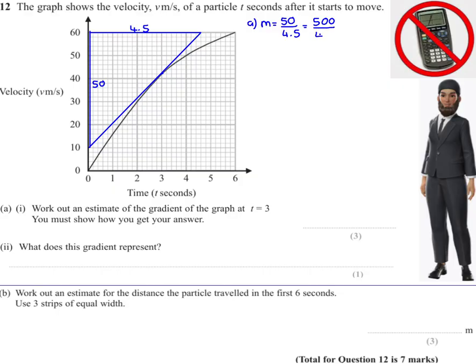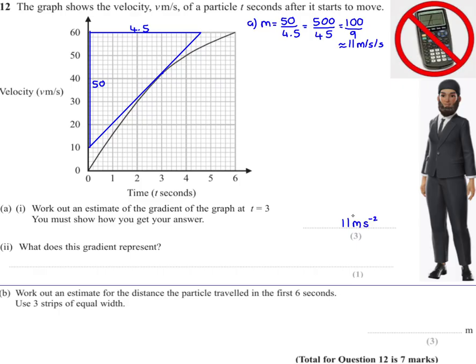over 45. Now we're going to divide this by 5, so you get 100 over 9, and this is approximately 11, since 9 times 11 is 99. So it's going to be 11 meters per second, and that is going to be your estimate of the gradient. So it will be 11 meters per second, or you can write 11 meters per second squared.